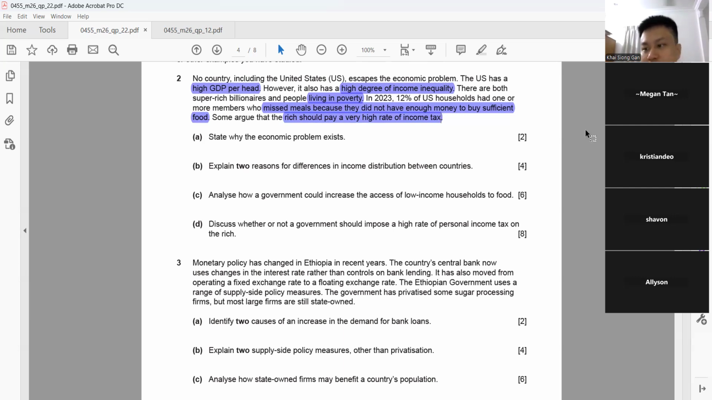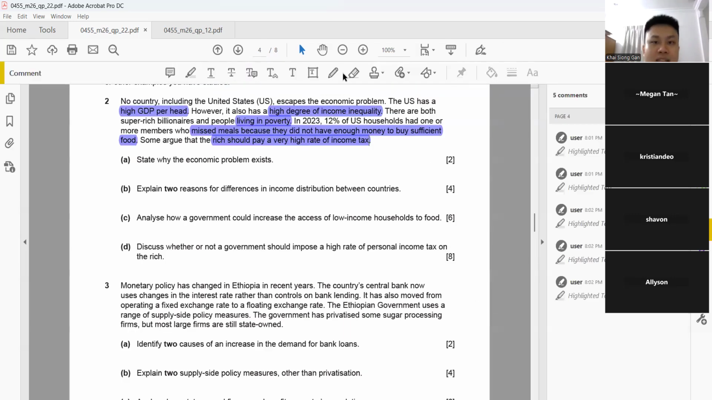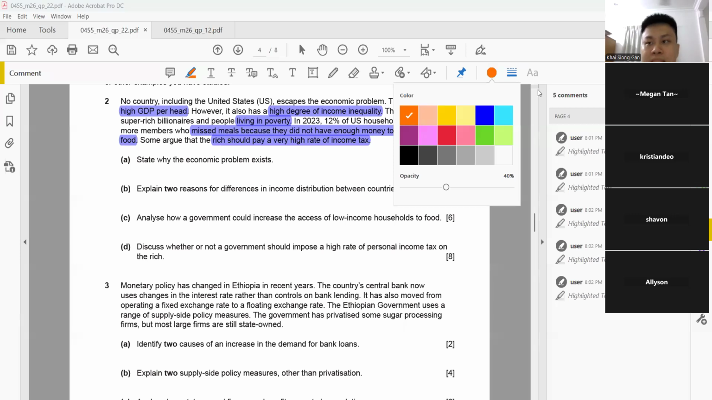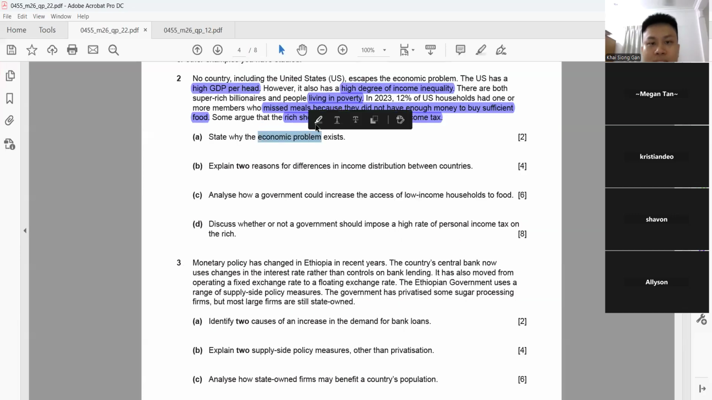Now, first question, state why the economic problem exists. Oh, this is easy. State. State means you do not have to go and explain. State why the economic problem exists. So I'm going to just write the answers here, okay, in point form.